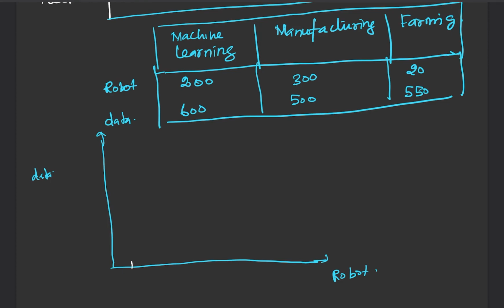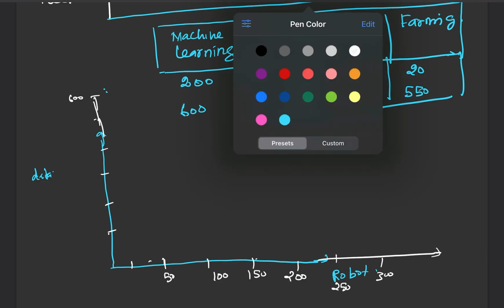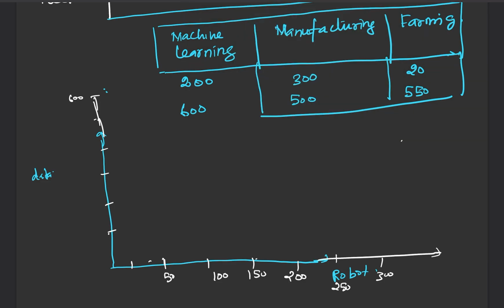This is maybe 50, 100, 150, 200, 250, 300, etc. Similarly, here on the y axis we place maybe 100, 200, 300, 400, 500 and 600. Let me erase this a little bit here. Now, let us position these documents on this 2D plane.